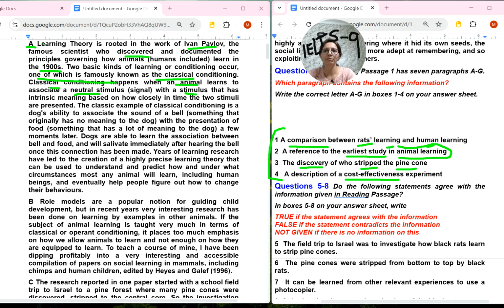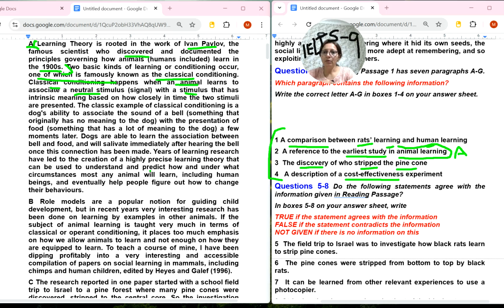So what I have understood from the first sentence only, sentence means starting from here and finishing at the full stop, is that they are talking about the scientist who discovered and documented the principles of animal learning in 1900. So till the time I get a better answer for this second question, I will just mark A over here.